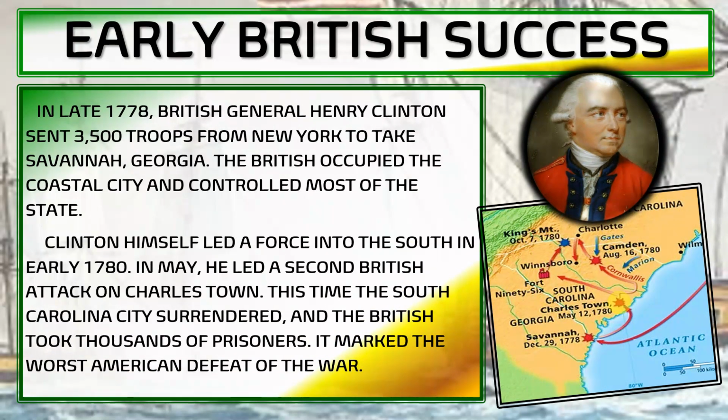Clinton himself led a force into the South in early 1780. In May, he led a second British attack on Charlestown. This time, the South Carolina city surrendered, and the British took thousands of prisoners. It marked the worst American defeat in the war.